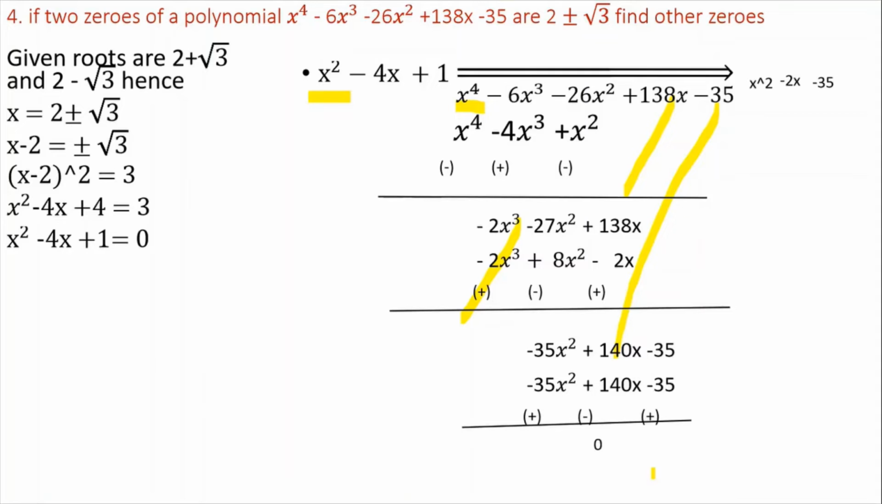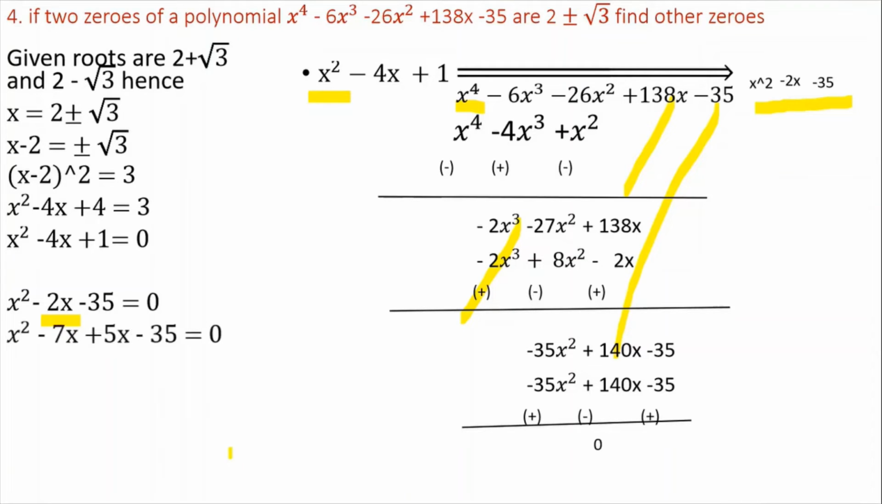Now, the quotient obtained is a quadratic equation. When a quadratic equation is given, how do we find its zeros? The main step is to split the middle term, that is minus 2x, into two terms satisfying two conditions: the sum of the two terms equals minus 2x, and the product of the two terms equals x squared times minus 35, that is minus 35x squared.